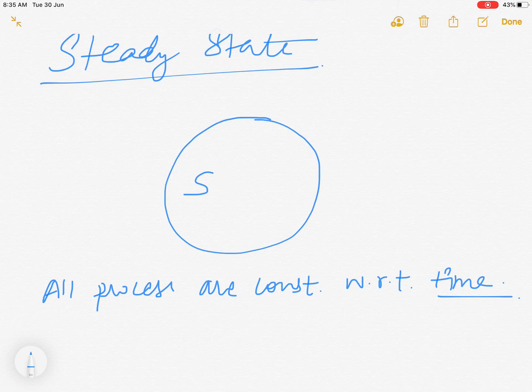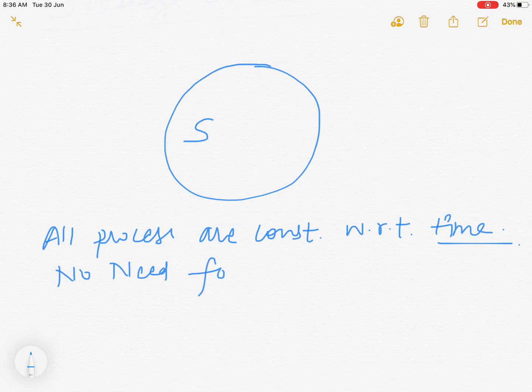अगर सारे प्रोसेस टाइम के साथ कांस्टेंट हैं तो हम उसको स्टेडी स्टेट कहेंगे. And there is no need for reverse process, no need for reverse process.